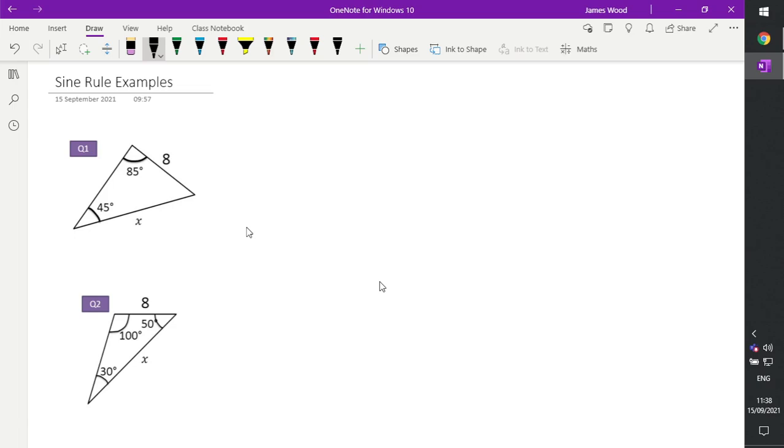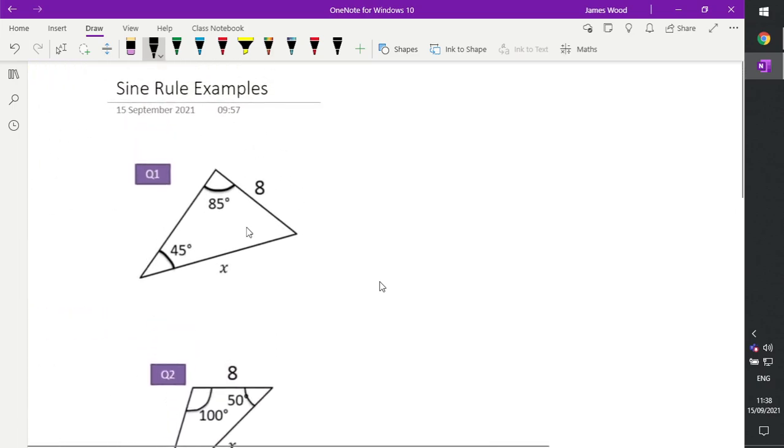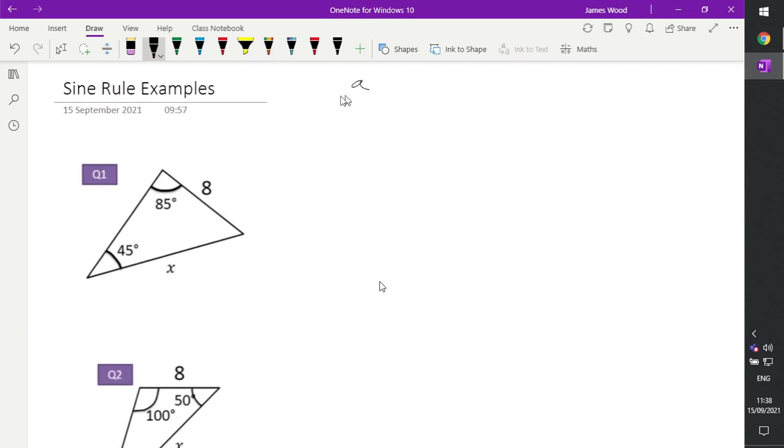Right, for the sine rule, so remember the sine rule was a over sine A equals b over sine B. And you could write equals c over sine C as well if you want to. But it's all to do with the ratio between the side and the sine of the angle being the same for all of the pairs. Here, okay, let's label this as A, and B, and B.